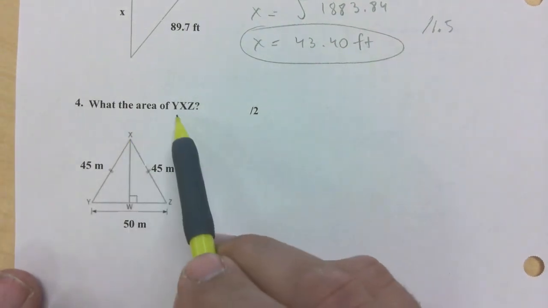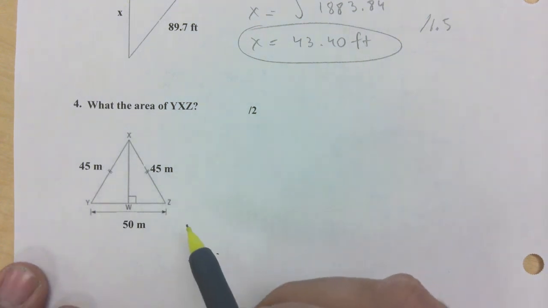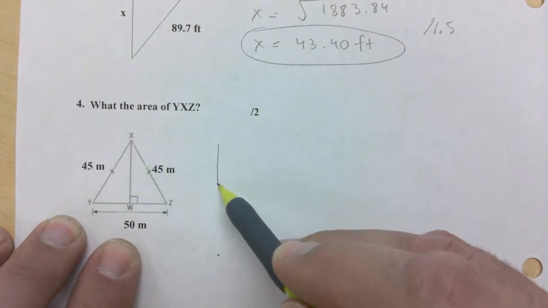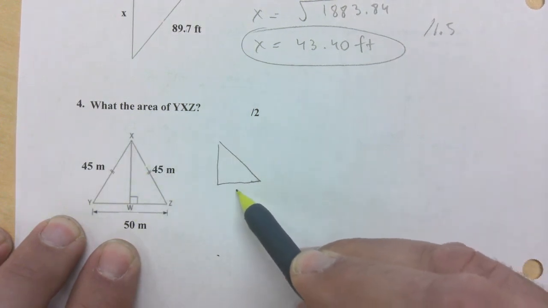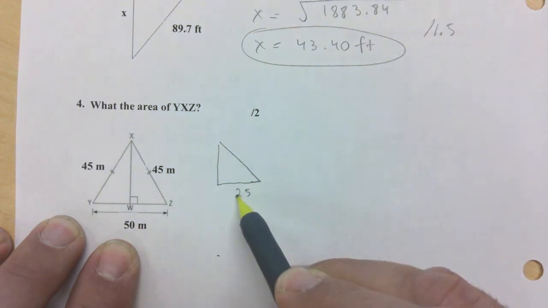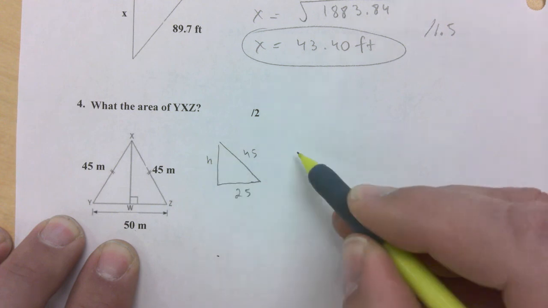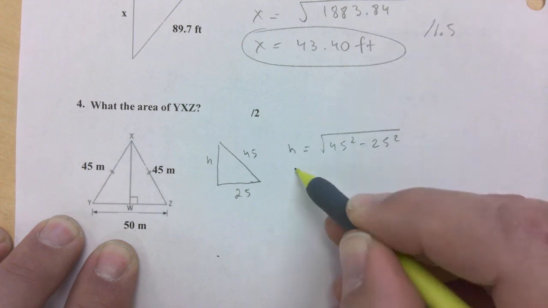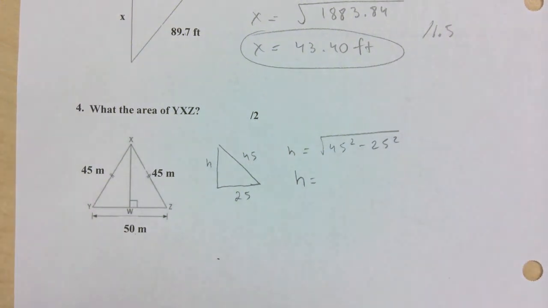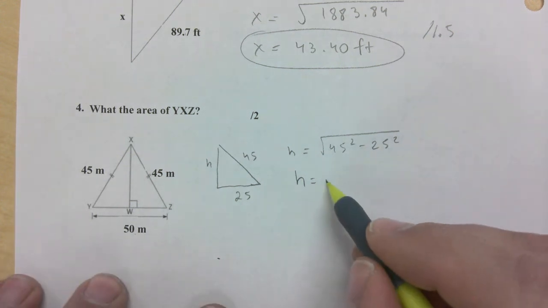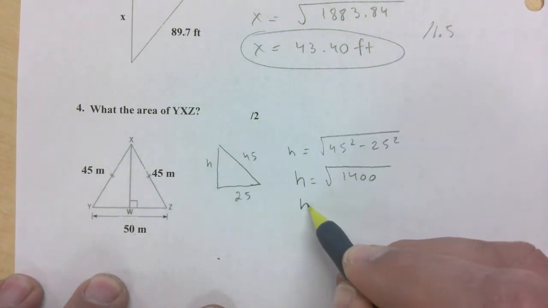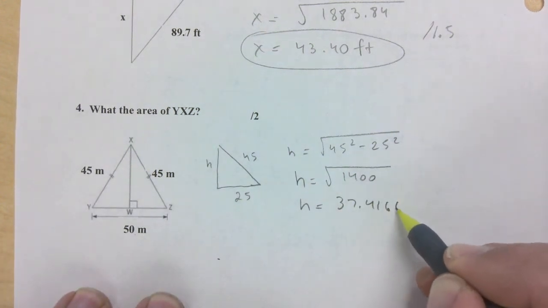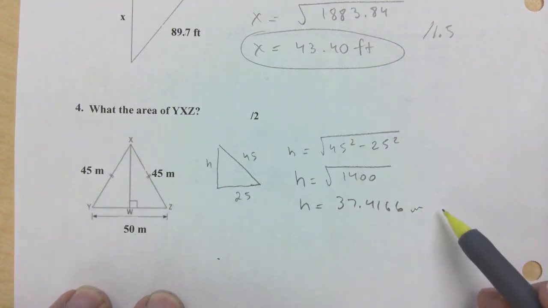All right, what is the area of y, x, z? Making sure that some of you are awake, right? So you need to find the height first. This would be worth 1 mark. This would split into 25. This is 45. So the height here is the square root of 45 squared minus 25 squared. That's the square root of 1400 exactly, which is 37.4166 meters. So I give you 1 mark there for that.